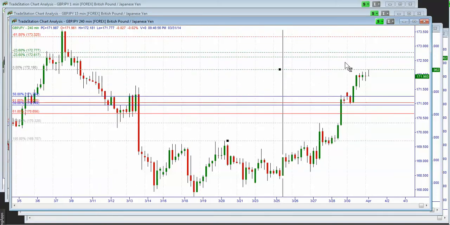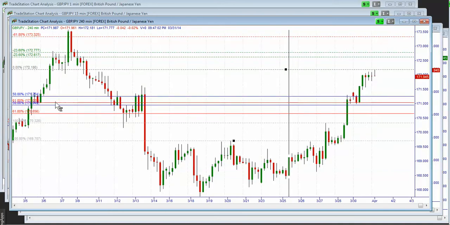So we need to be careful, and maybe the right trade here would be for continuation. We would be buying the 171.25-30 area and putting a stop below this second level 170.64.